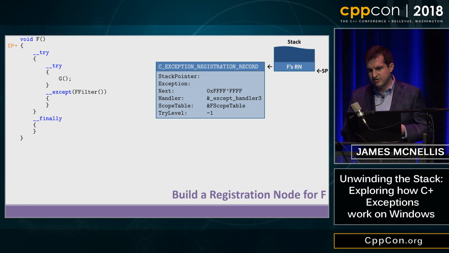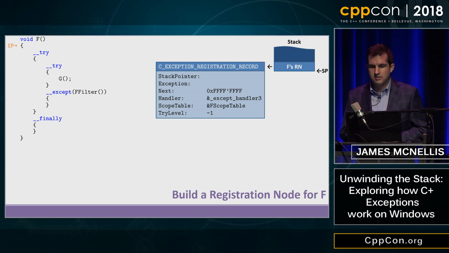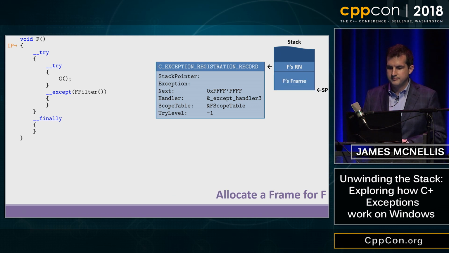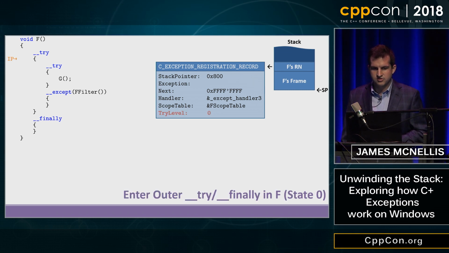This is the first function that we have, so there's no next handler to set the pointer to. We set the pointer to the handler in the runtime library, so except handler 3. We set the scope table to the appropriate scope table for f, and then we initialize the try level to the base state, which is -1. We then allocate a call frame for f to hold any local variables. I've just removed all those from this so that we can focus on the important pieces. And then we store that stack pointer inside of our registration node for future use.